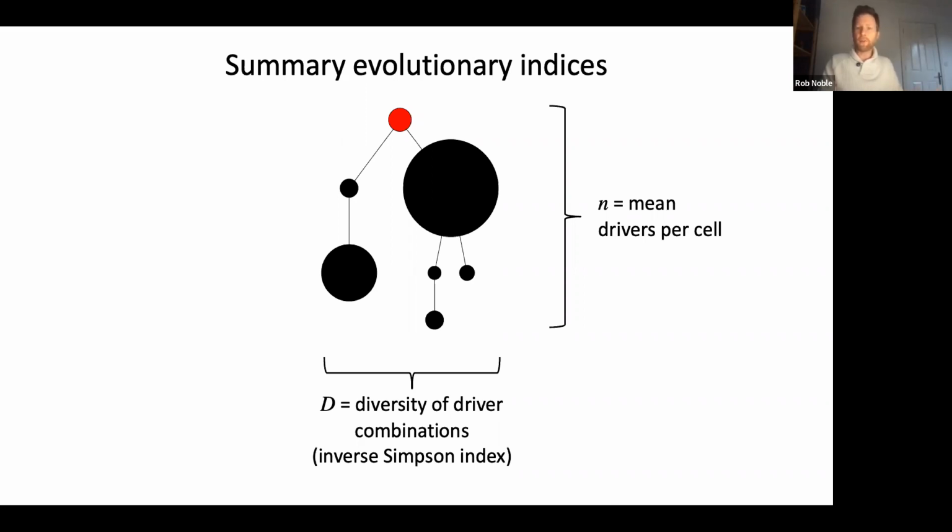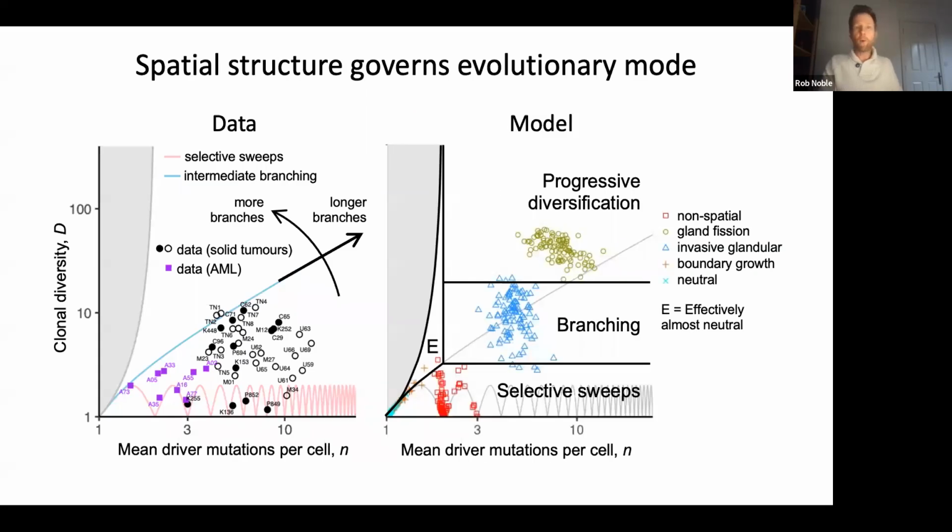And the other one is the mean number of drivers per cell, which is just the average branch length on the tree, again accounting for population sizes. The idea was that these two indices are quite robust to the sensitivity of the sequencing and so on. And what that allows us to do is to plot all of these real tumors on two axes. One is N and one is D. We can also do some analytical work, finding, for example, this gray shaded patch.